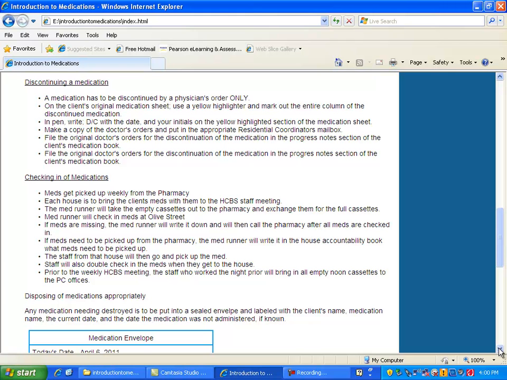If the med runner finds meds are missing, the med runner will write it down and will then call the pharmacy after all the medications are checked in. If meds need to be picked up from the pharmacy, the med runner will write in the house accountability book what meds need to be picked up. The staff from that house will then go and pick up the med. The staff will also double check in the meds when they get to the house.